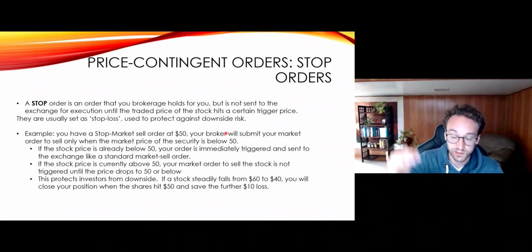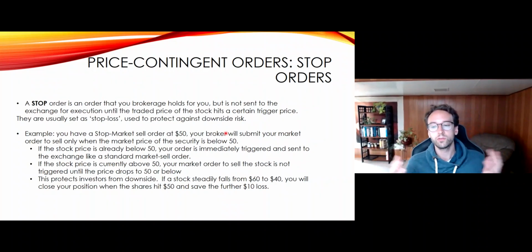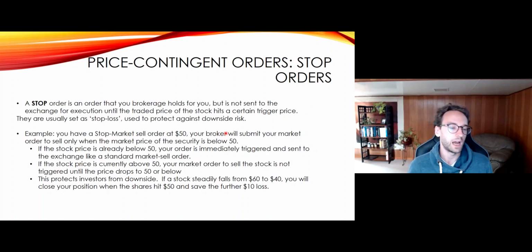It's fallen to 50, and so we want to get rid of it. The reason you would do this is because it protects you from downside risk. So for example, let's say we'll stick with what's in the slides. I buy a stock and it's currently at 60. And I want to limit my downside risk. Let's say I can't afford to lose 100% of my investment. I buy 100 shares at $6,000 position, and I don't want to risk losing $6,000.